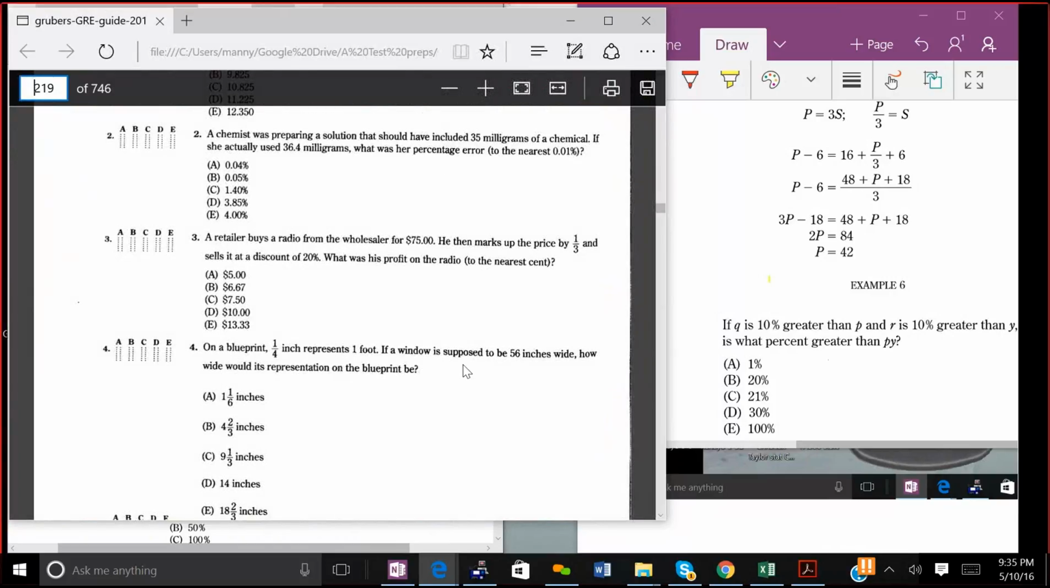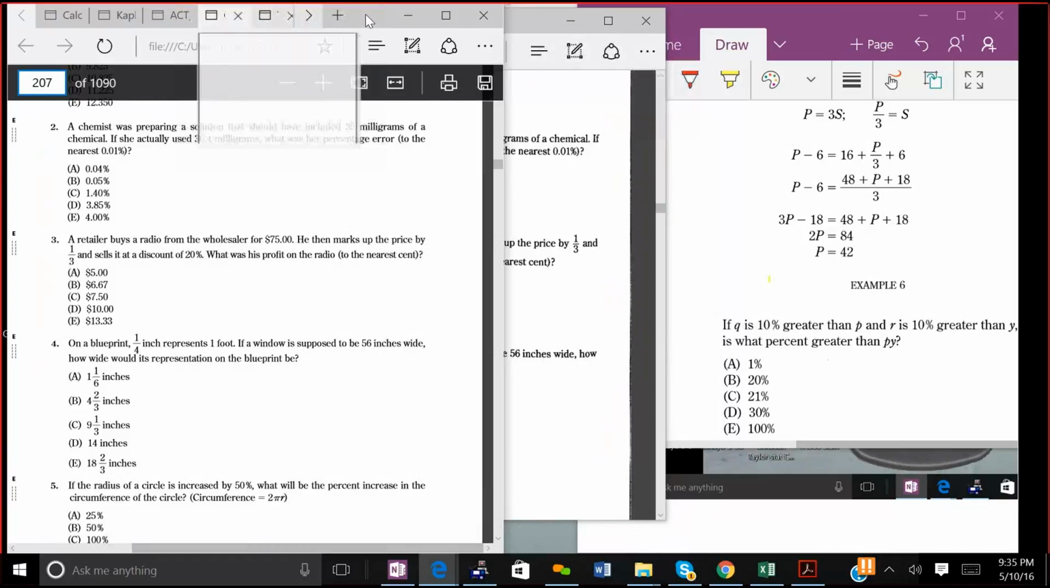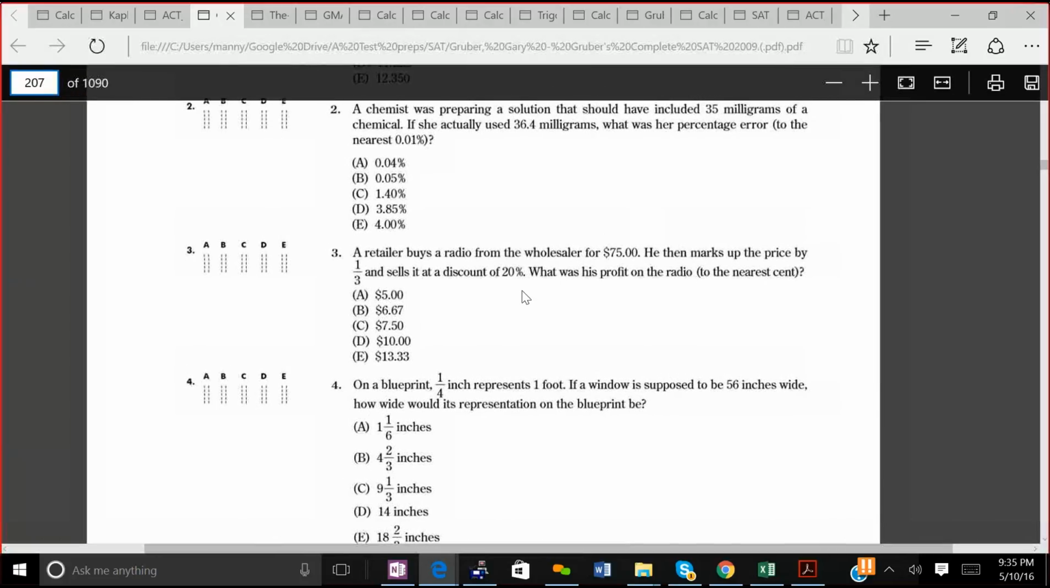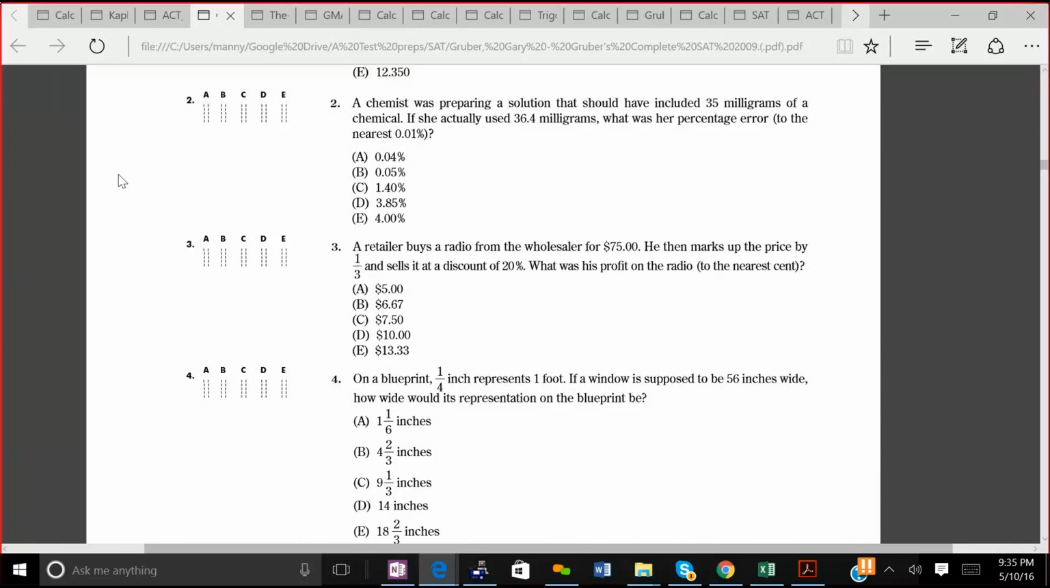Okay. Question number 2. Go ahead and try it first. Let me make it bigger. Did you make your screen full screen? Yeah, you can make it full screen. Try number 2. She was preparing a solution that should include 35 milligrams of chemicals. She actually used 36.4 milligrams. What was her percentage error to the nearest 0.01?